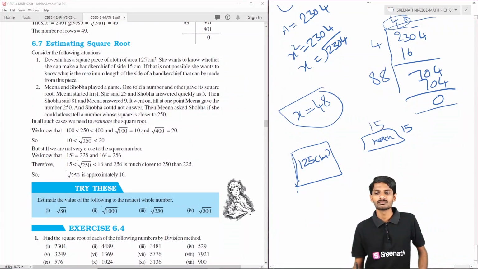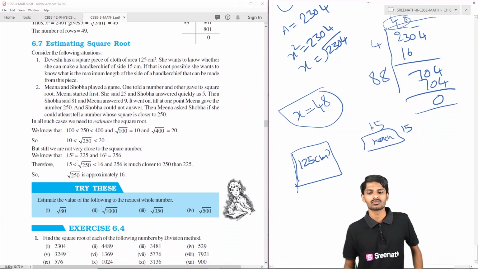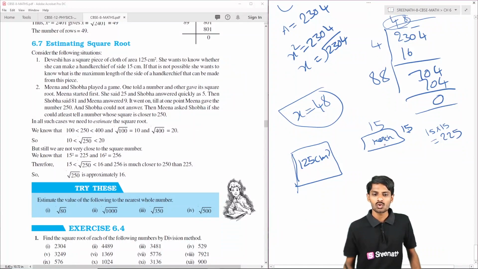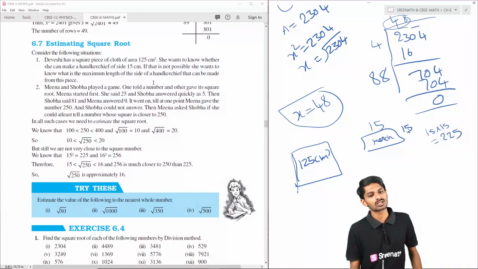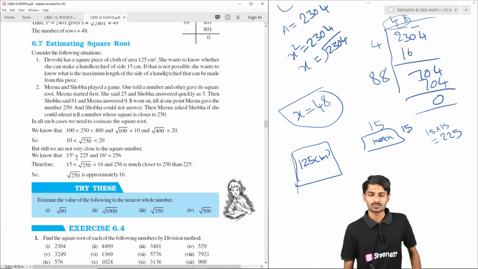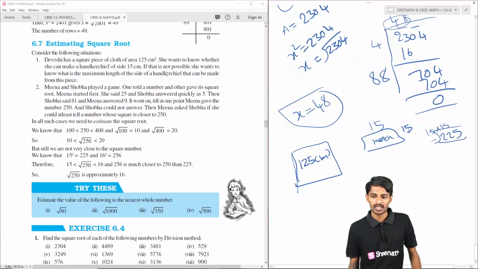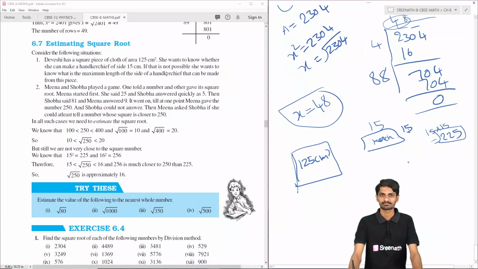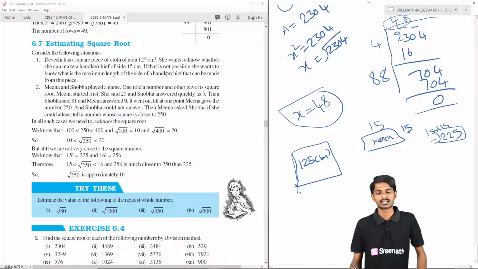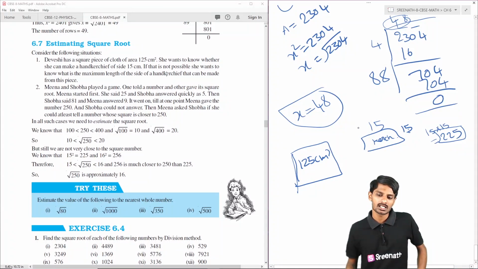its length and breadth are the same, and you have to find the area of that. They have given the side length, and if you multiply 15 into 15, what is 15 15s? Tell me, students. That is 225. So its area will be 225. She can't make it, because it is not possible. The cloth is only 125 square centimeters. If that is not possible, she wants to know the maximum side length of a handkerchief that can be made from this piece. Then what kerchief will be possible?